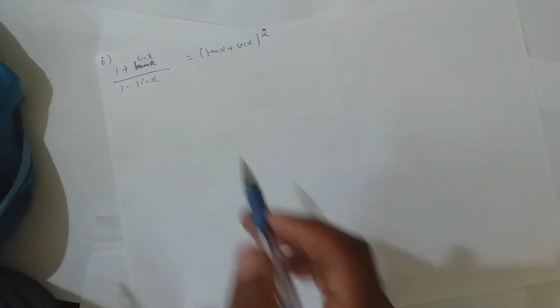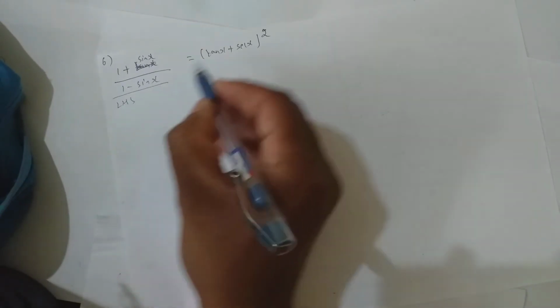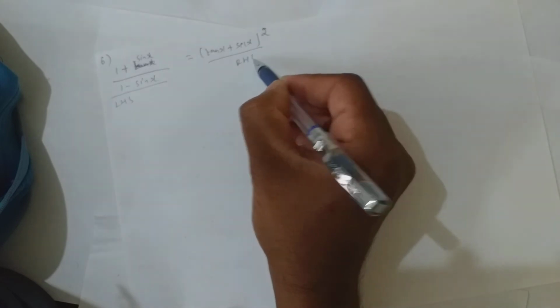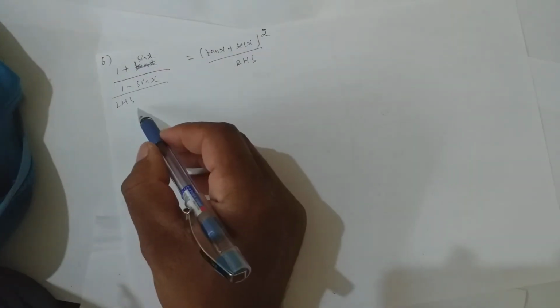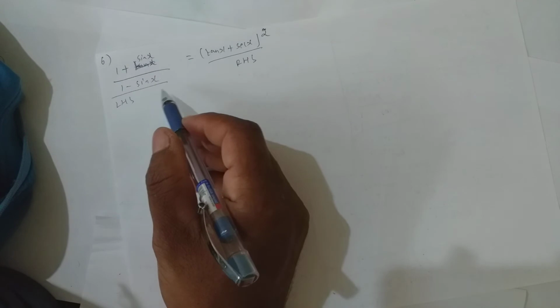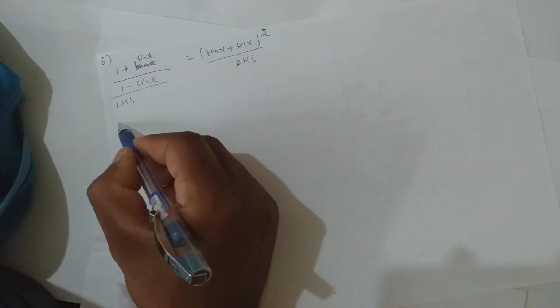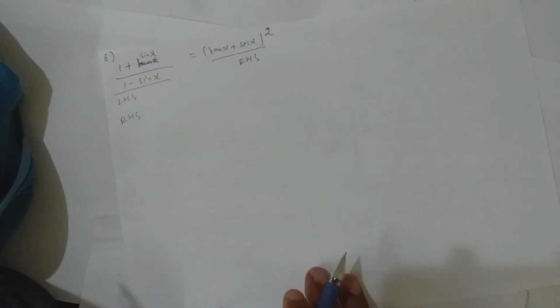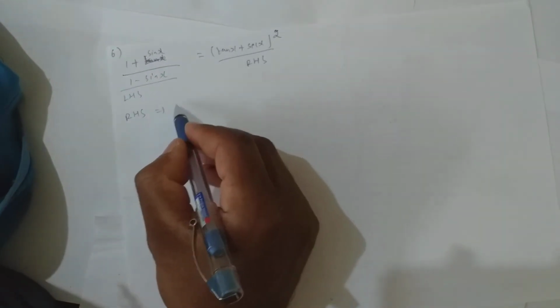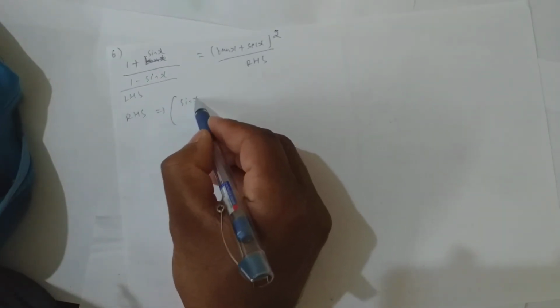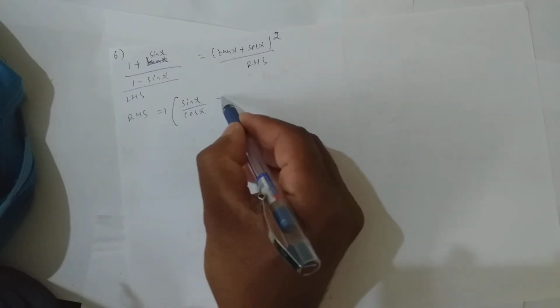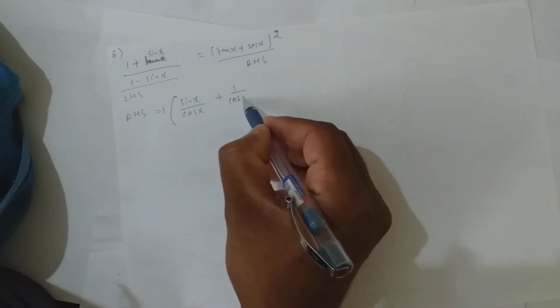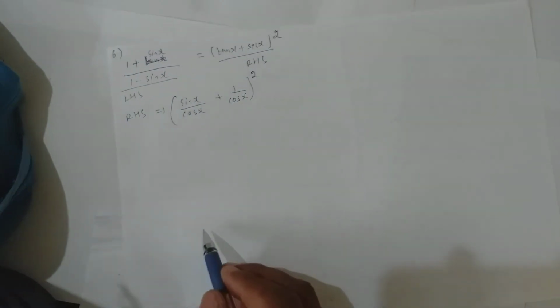Let us look at next sum. You need to prove 1 plus sin x by 1 minus sin x equal to tan x plus secant x whole square. This hand side is called LHS and this is called RHS. If I take LHS, nothing much for me to simplify. So this time I take RHS, right hand side I am taking. And what can I simplify in that? I can simplify tan x, which I can write sin x by cos x, plus secant x can be simplified as 1 by cos x whole square.